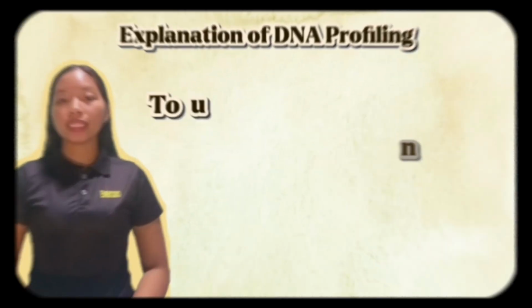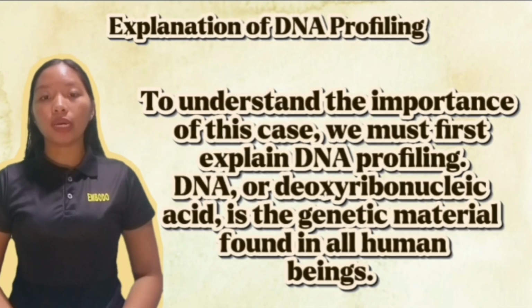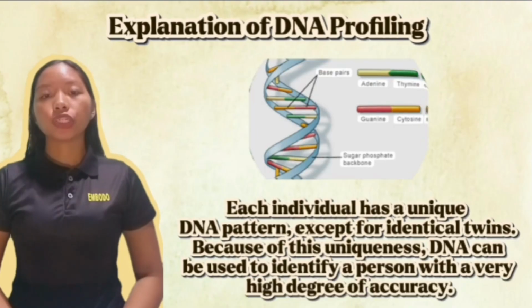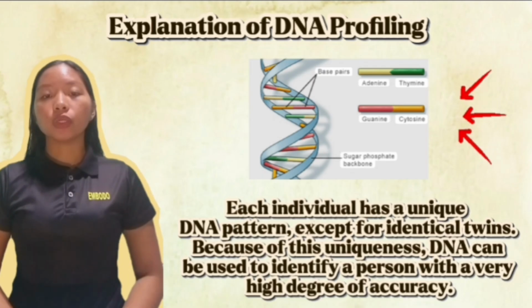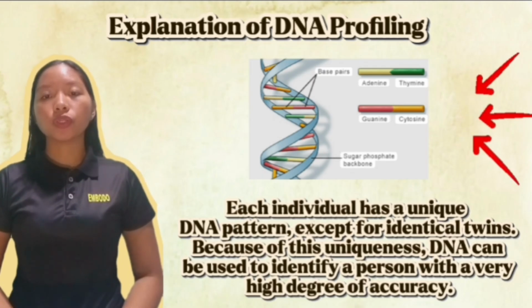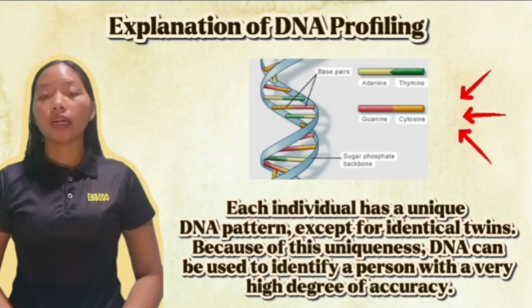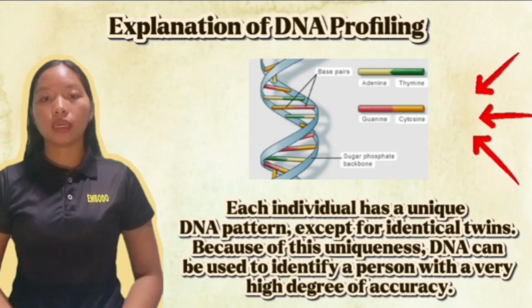Number 2 is the explanation of DNA profiling. To understand the importance of this case, we must first explain what DNA profiling is. DNA, or deoxyribonucleic acid, is the genetic material found in all human beings. Each individual has a unique DNA pattern, except for identical twins. Because of this uniqueness, DNA can be used to identify a person with a very high degree of accuracy.